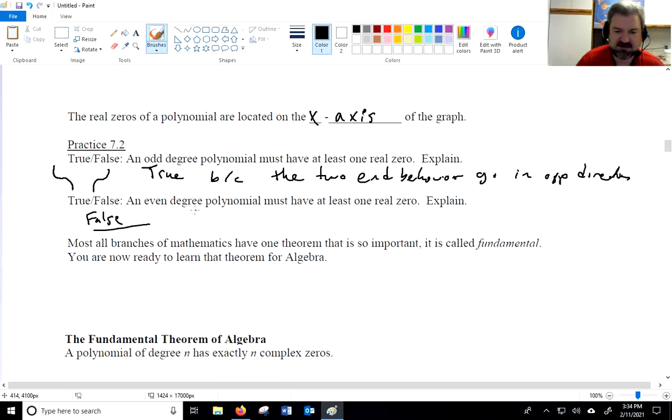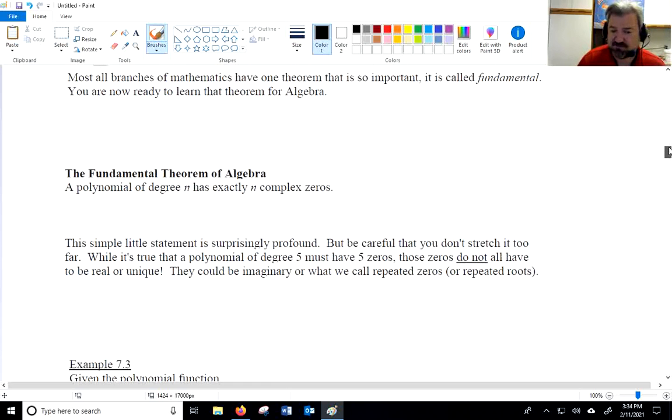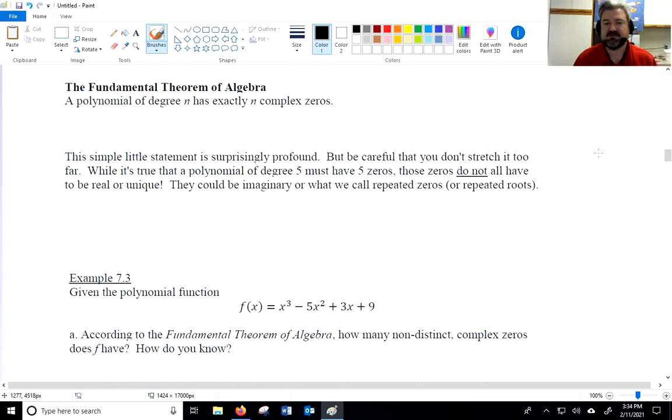Because both sides of the polynomial point in the same direction. I'll let you write that down. Most all branches of mathematics have one theorem that is so important it is called fundamental. You're now ready to learn that theorem for algebra. We won't be proving the fundamental theorem of algebra. The proof of it is quite challenging and well beyond the scope of this class, but we can use it.